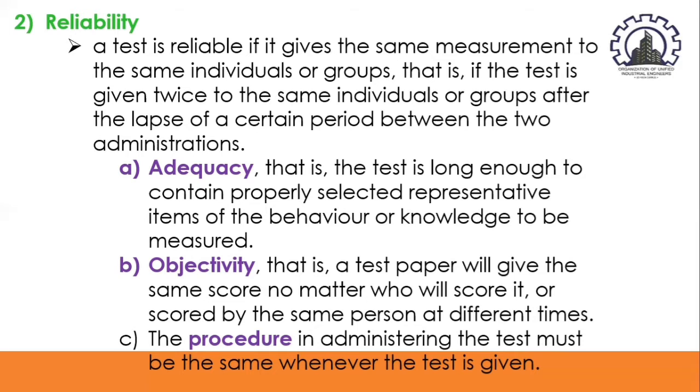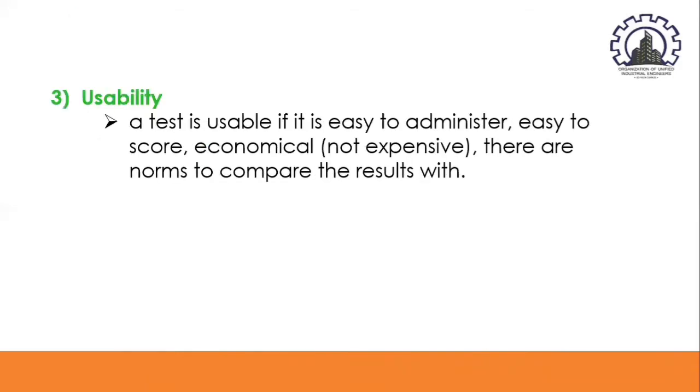And finally, the last characteristic that a test should possess would be usability. So a test is considered usable if it is easy to administer, easy to score, economical or not expensive, and there are norms to compare the results with, and it is utile. That is, it is usable for the purpose it is intended to perform. Okay, so what are the advantages and limitations of a standardized test then?